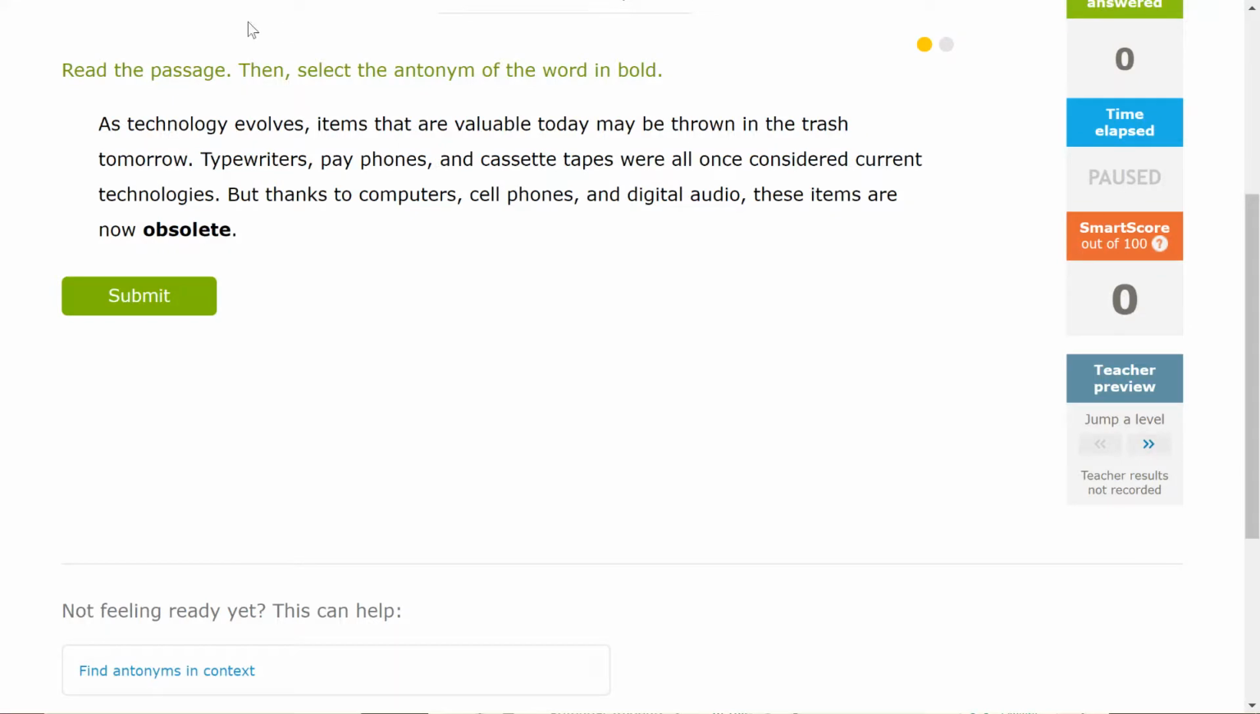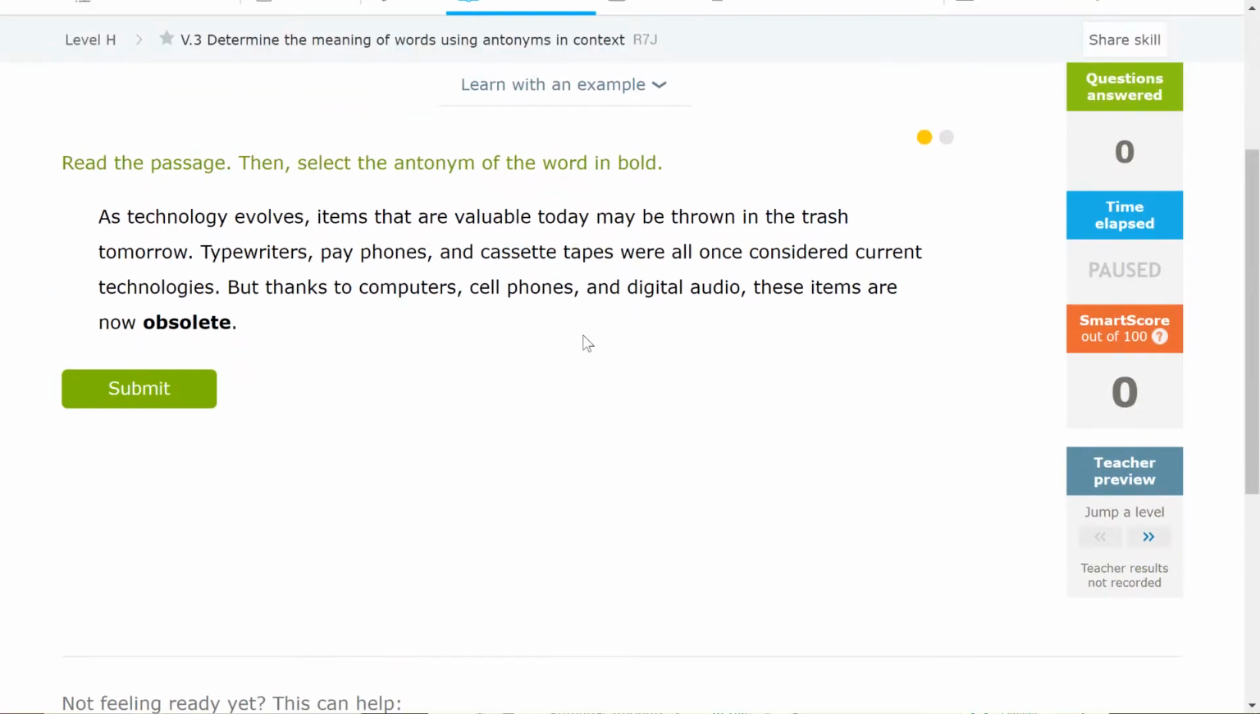Hi, so let's talk about this activity that's determine the meaning of the word based on the antonym in context. If you're struggling with this, you are not the only one. And this is actually meant to build skills to make you a better reader as opposed to just memorizing vocabulary. So let's take a look.